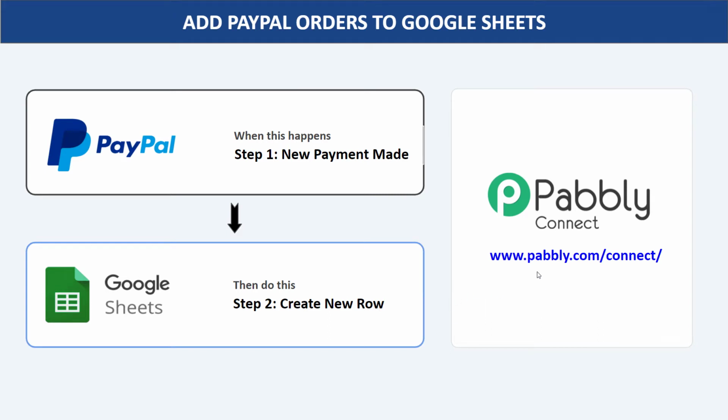But the issue here is there is no direct connection between PayPal and Google Sheets. So that is why I will be using an integration and automation software called Pabbly Connect that integrates PayPal and Google Sheets. The best part here is a person without any technical background can perform this integration easily. Now before I show you the steps, how about we begin with a real-time example.